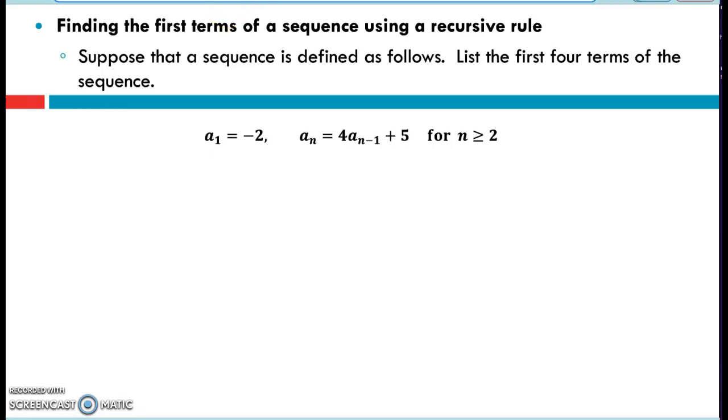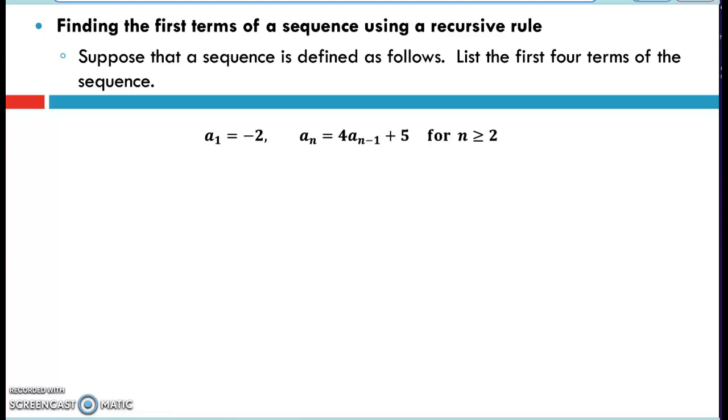Hey everybody, in this video we're going to talk about finding the first terms of a sequence using a recursive rule. So now we have a sequence that's defined in a little bit of a different way. We have a first term, and then the next term is dependent on that first term. And then the third term is going to be dependent on the second term.